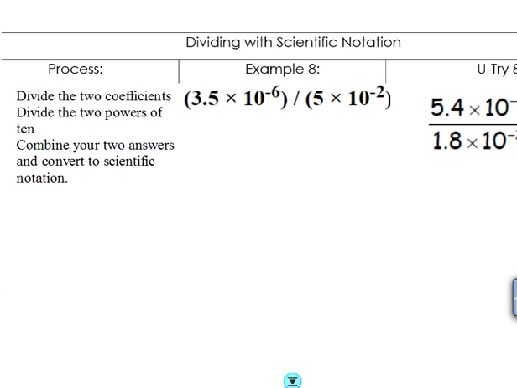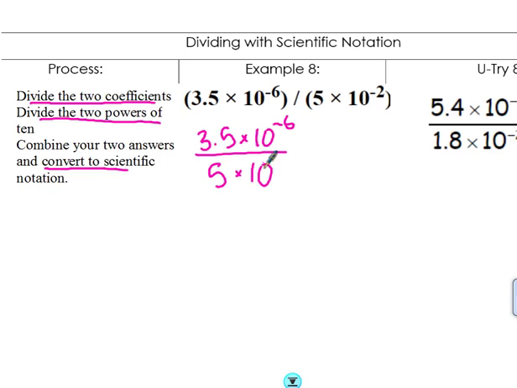Next, we are going to look into dividing with scientific notation. When we divide scientific notation, we will first divide the coefficients and then divide the powers of tens. And finally, we will convert the answer back to scientific notation. Let's do the division problem first. 3.5 times 10 to the negative 6 divided by 5 times 10 to the negative 2nd power.